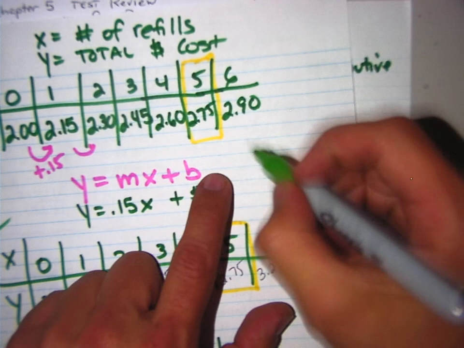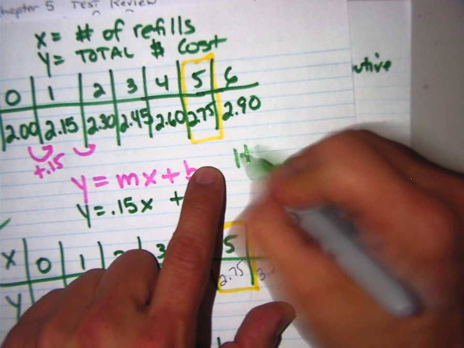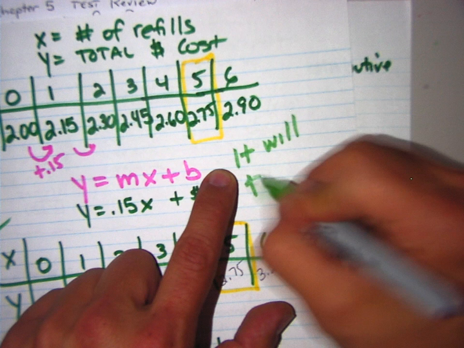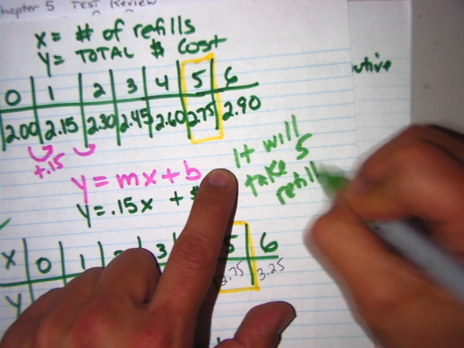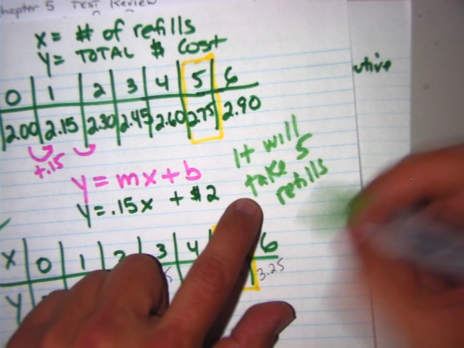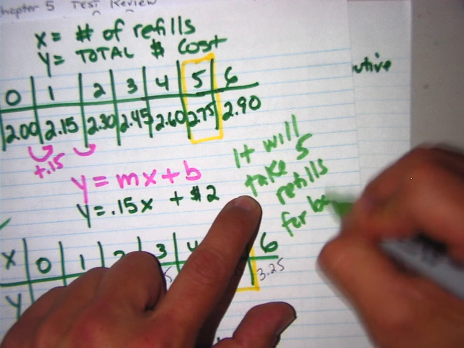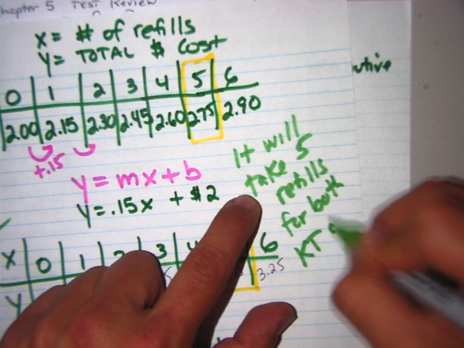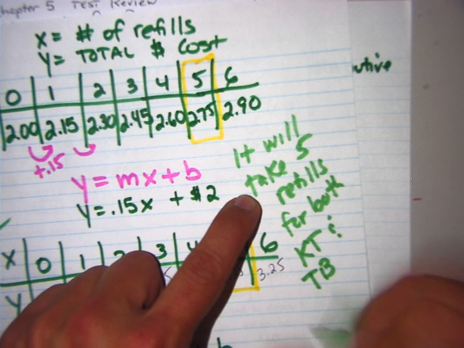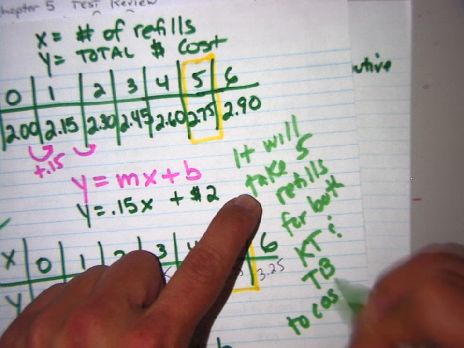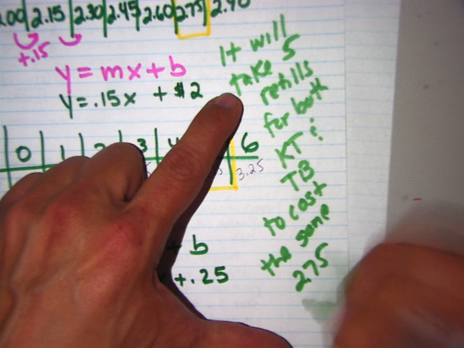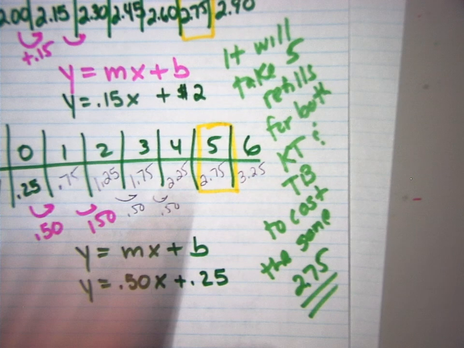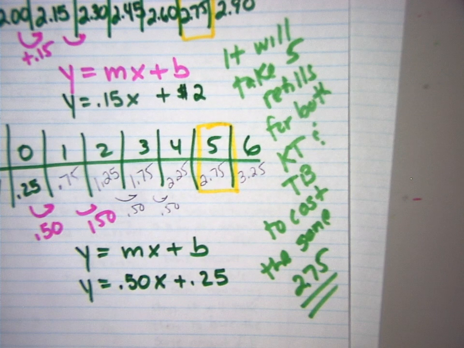So it will take 5 refills for both King Taco and Taco Bell to cost the same. And the same is what? $2.75.